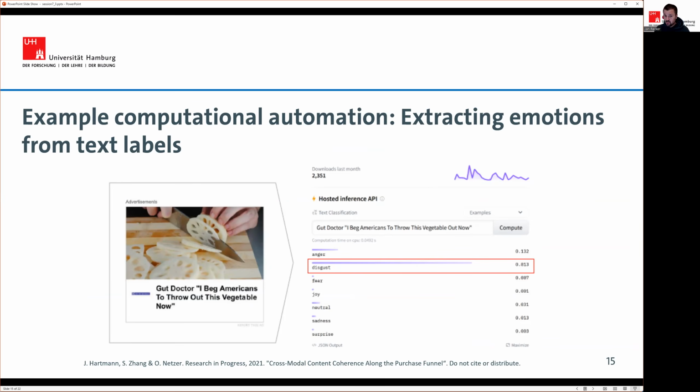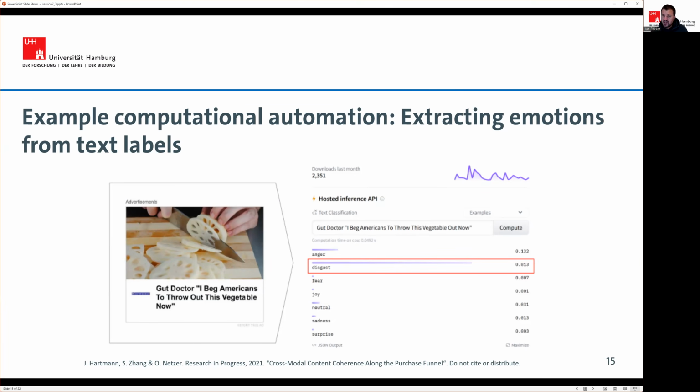You can't manually do this. Yeah, so here's an example of how they've done this. They've taken an advertisement like the image you see here, where someone cuts a piece of vegetable, and you have a captioning, like a teaser headline below that. That Dr. Becker can throw out this vegetable now. So first of all, you have image and text.